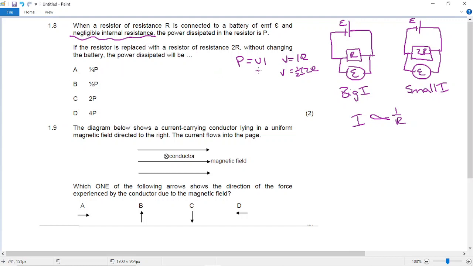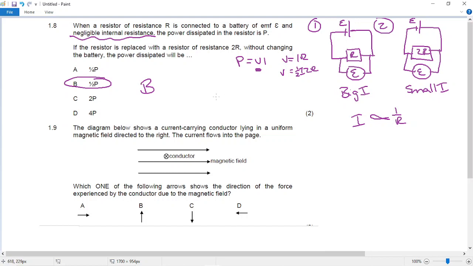The voltage stays the same because we've only got one resistor and there's no internal resistance. So the voltage in circuit 1 and the voltage in circuit 2 are both equal to the EMF of the battery. But in circuit 2, the current has been halved, which means that the power has been halved because we are multiplying by half of the current. So 1.8 is B.